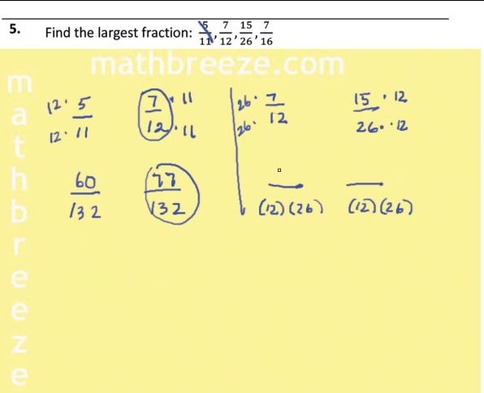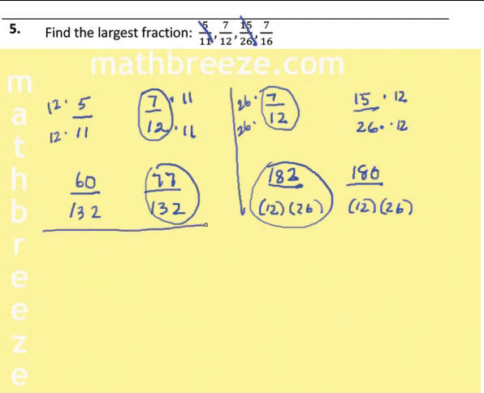Okay, so here we have 182 in this numerator, 26 times 7. And here in the second numerator, we have 180, so they're close, but this one's larger because the numerator is larger, so 7 over 12 is the larger one. All right, so I'm going to cross this one out. So now we're left with 7 over 12 and 7 over 16, and we're going to compare those two.